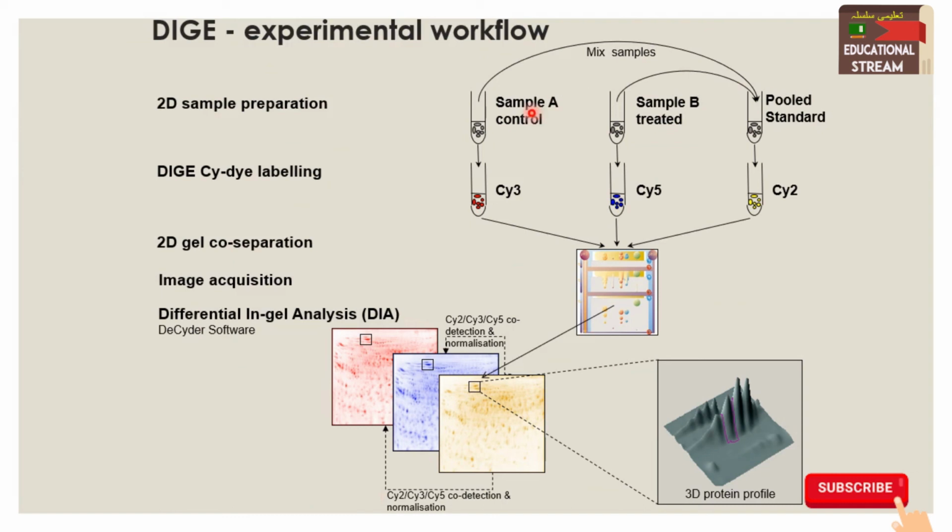We have to take sample A and sample B. Sample A is a control, sample B is the treated one, and we will prepare the standard, in which we take an equimolar amount of sample A and the same amount of sample B and mix them. We call this the standard. The control will be labeled with the dye, which is Cy dye labeling. We label it with Cy3, we label it with Cy5, and we label the standard with Cy2. After that, we will run the 2D gel electrophoresis.